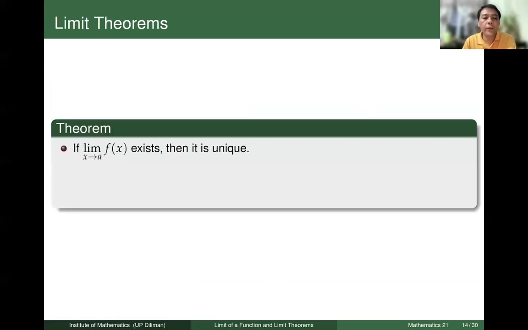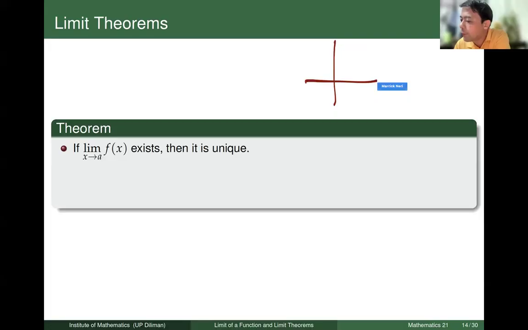So we have this theorem. If the limit of f exists, then that limit is unique. You cannot have two limits for a function. So that is not possible. The only time you may think of two limits is in the following illustration.